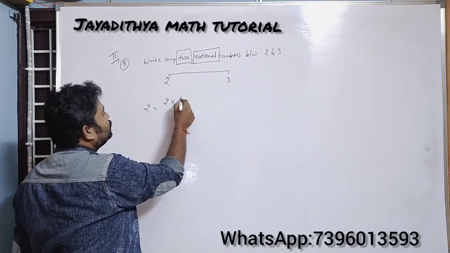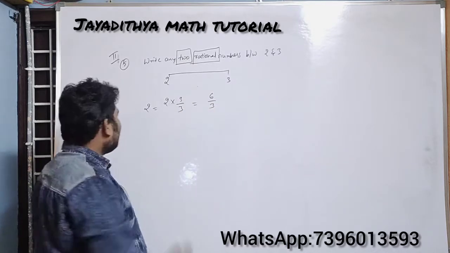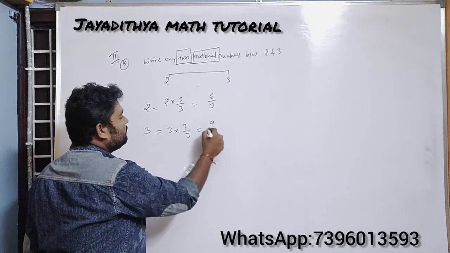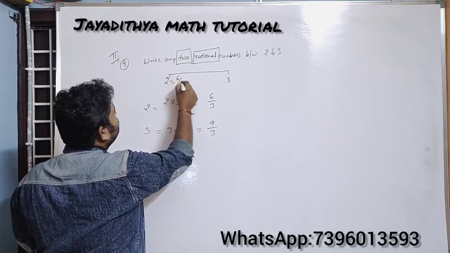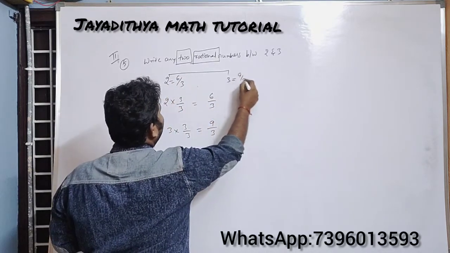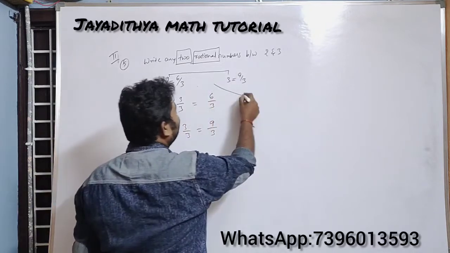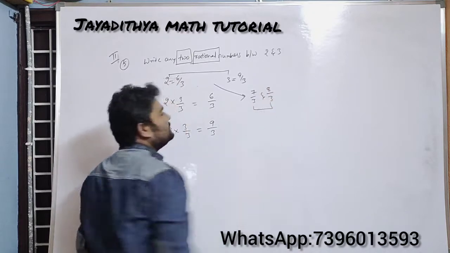write 2 as 2 into 3 by 3. Can I write that? Yes, it will be 2 3s are 6 by 3. And if you take 3 into 3 by 3, that will be 9 by 3. So 2 is equal to 6 by 3 and 3 is equal to 9 by 3. Now you should write any two numbers between them. The two numbers between them will be 7 by 3 and 8 by 3. That's all, your answer is completed.